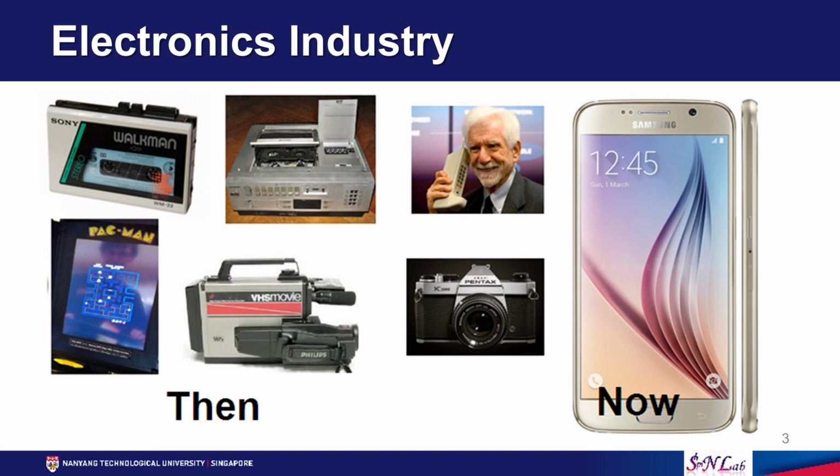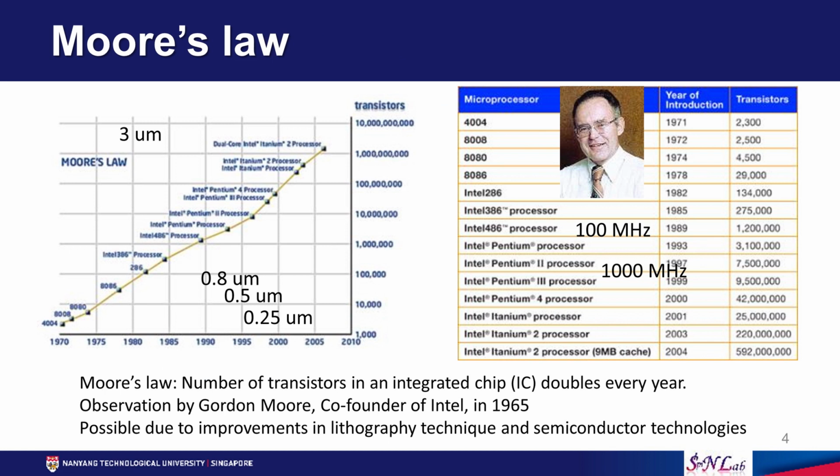All this growth has happened because of the way the semiconductor industry has been growing, especially the integrated chip, IC, technology, which has been following the growth predicted by Gordon Moore of Intel. In 1965, Gordon Moore, who was the co-founder of Intel Corporation, predicted that the number of transistors in an integrated chip will double every year. This growth has led to processors with higher power.